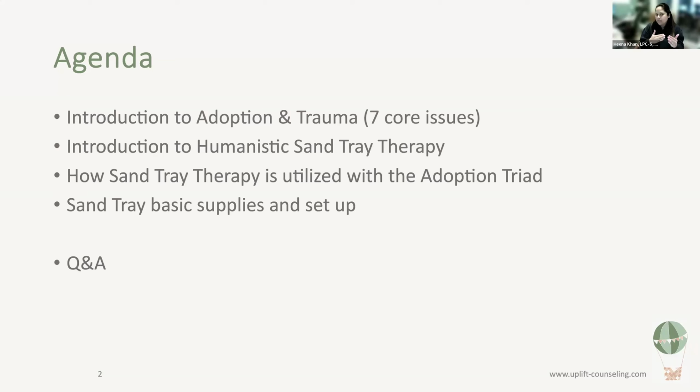So I want to talk about, we all probably know a lot about adoption, but I want to talk about the understanding and conceptualization of adoption, trauma, and grief. We'll go over those 7 core issues that we see with adoption. We'll talk about what humanistic sand tray therapy is and what the rationale is for using sand tray therapy, and then understand how we could incorporate that with the adoption triad.